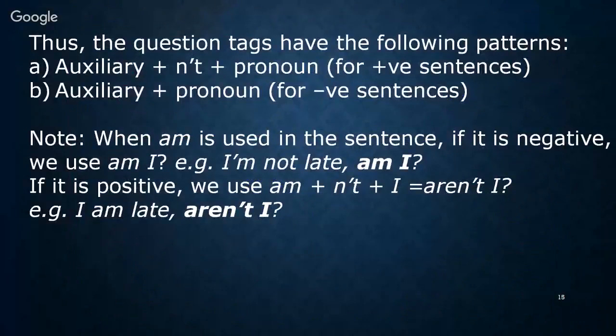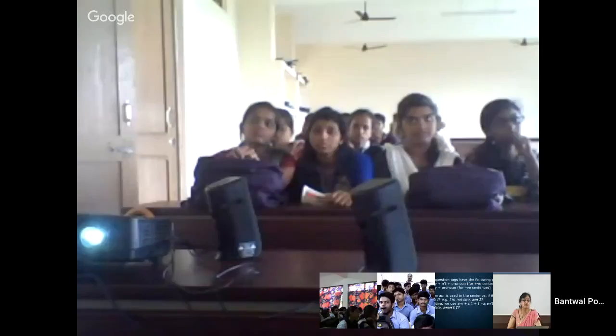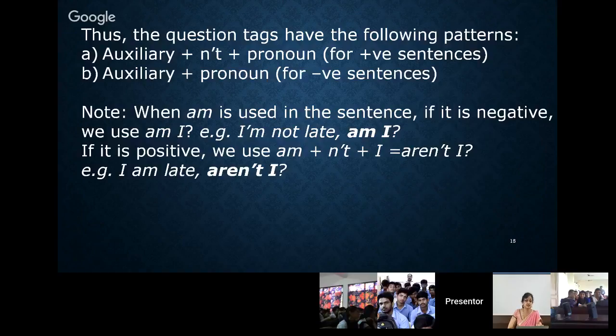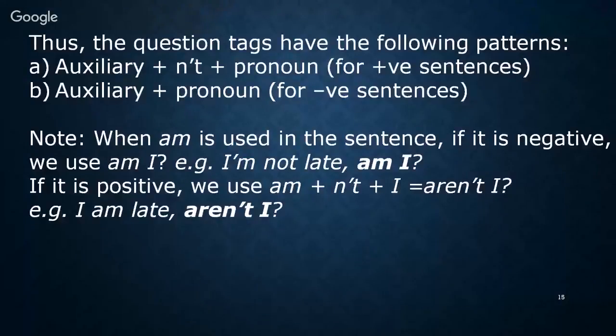The question tags have the following patterns. Auxiliary plus n't plus pronoun for positive sentences. That is, if the statement is positive, our question tag will be auxiliary plus n't plus pronoun. But if the statement is negative, auxiliary plus pronoun is our question tag. Note, when am is used in the sentence, if it is negative, we use am I. Example, I'm not late, am I? If it is positive, we use am plus n't plus I. That is, aren't I? There is no word amn't in English, so instead we say aren't I. I'm late, aren't I?